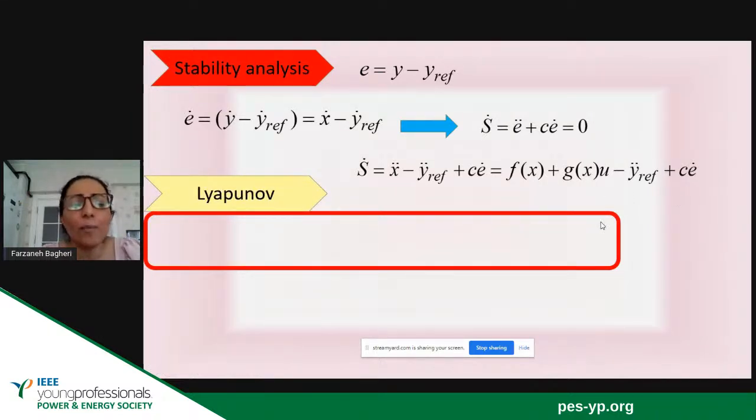We will use a Lyapunov function for proving the stability of the system. It is saying that you should find a function that we call a Lyapunov function, which is a strictly positive function.